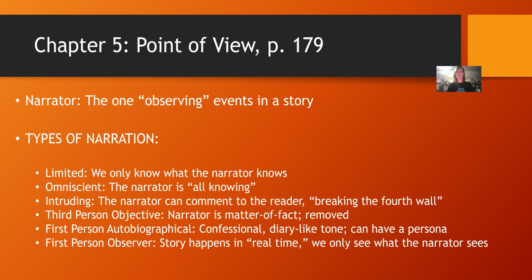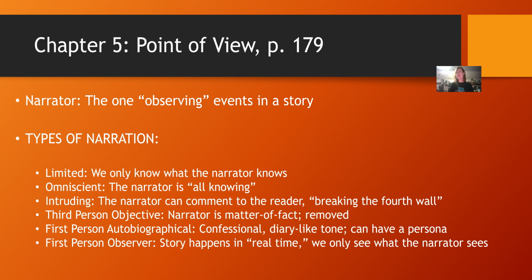And then we have first-person observer, where the story happens in real time, and again, we only see what the narrator sees. You may notice that some of these overlap a little bit, and that's true, because limited narrator and first-person observer are very similar. If you look in our book, they give some examples, and there are a lot of similarities between the two. I would say that the only difference is that in first-person observer, it's present tense, whereas limited perspective can still be in past tense. We just only find out what the narrator finds out as the story goes along.